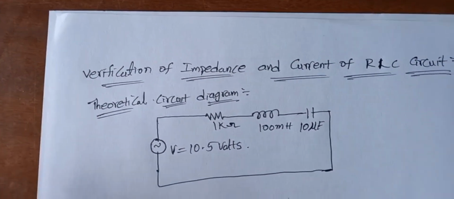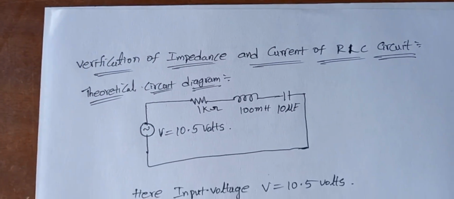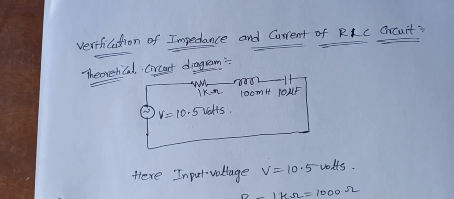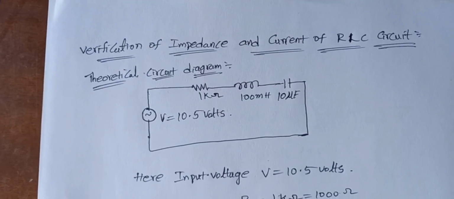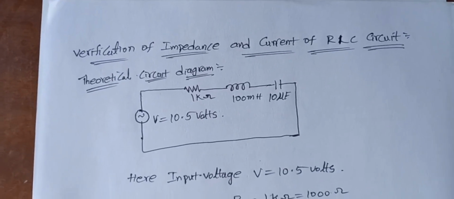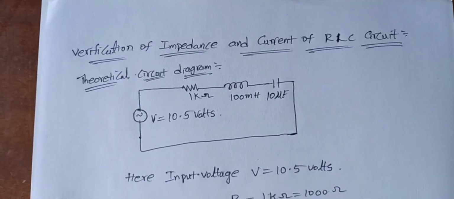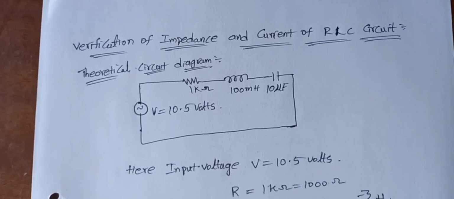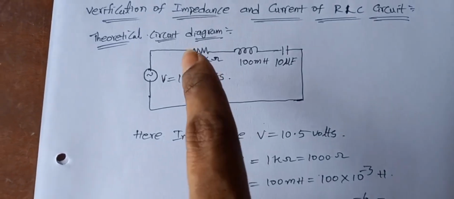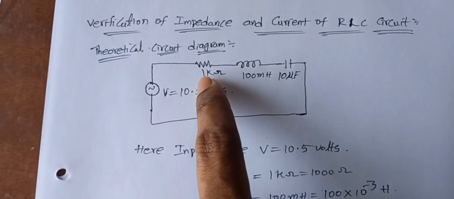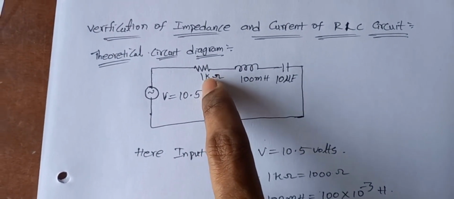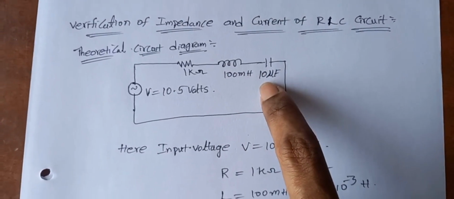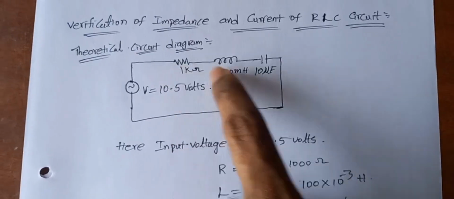Okay, then we will go for the combination of 3. That means verification of impedance and current of the RLC circuit. So theoretically we are going to take resistance, inductance and capacitance. Previously we took only 2 combinations: one is resistance and inductance, another is resistance and capacitance. Here we are taking a combination of 3. Whatever values we took previously in RL and RC, the same values we are taking here: 1 kilo ohms, 100 millihenries and 10 microfarads.